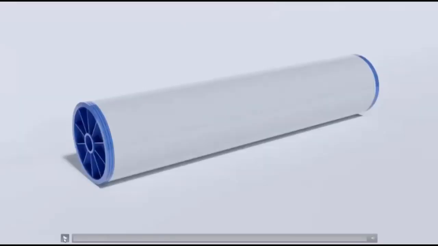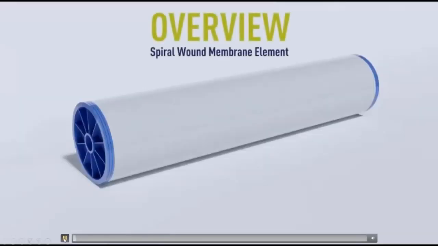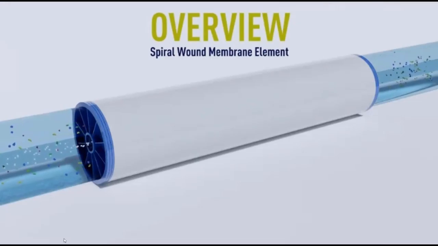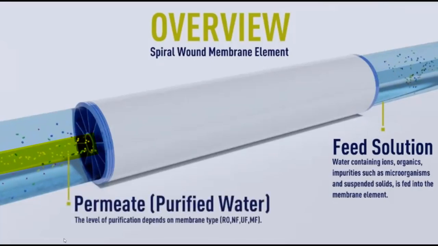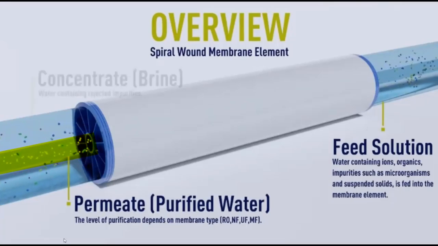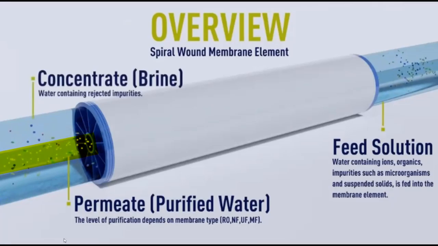Here is an excellent animation of how a membrane works and separates molecules in water. Water enters on the right side in this example and exits on the left. But note, the center has water flowing out called permeate. This is the purified water that is used. The water shown around the permeate is the concentrate, also called brine, but usually just simply called the wastewater.